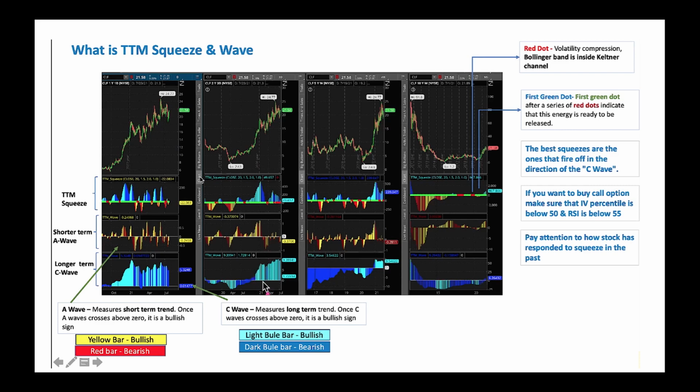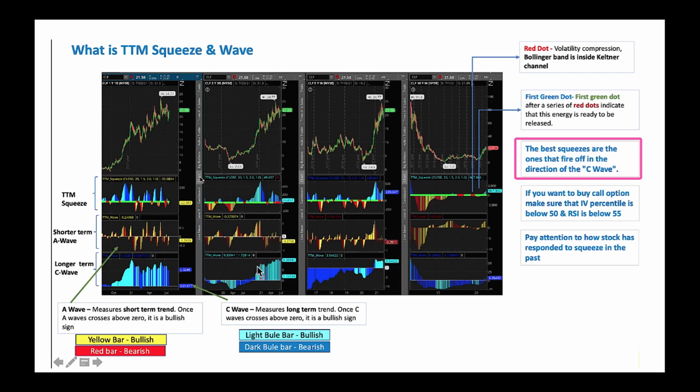If C wave is above zero line here, look, this is zero line. C wave is above zero. That tells you stock may go higher. And best squeezes are the ones which fire off in the direction of C wave. So look, this one is the best squeeze here.